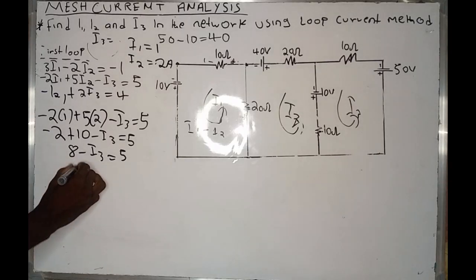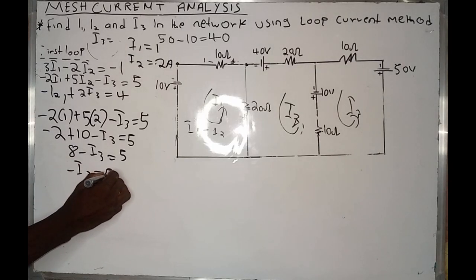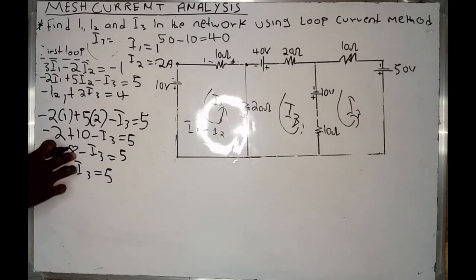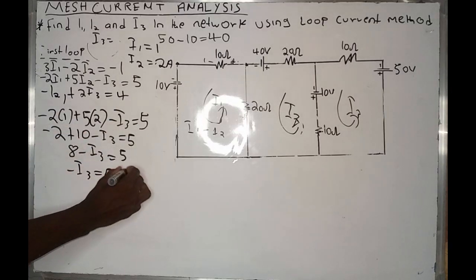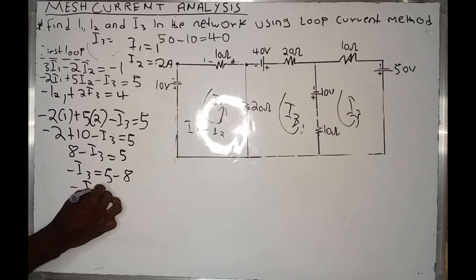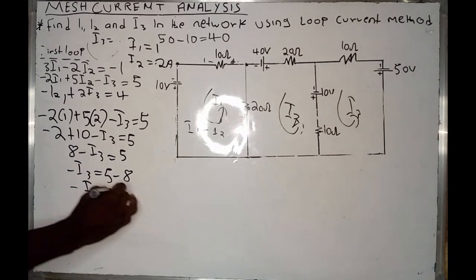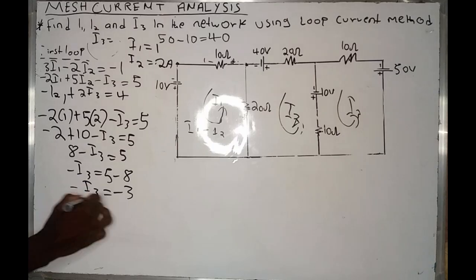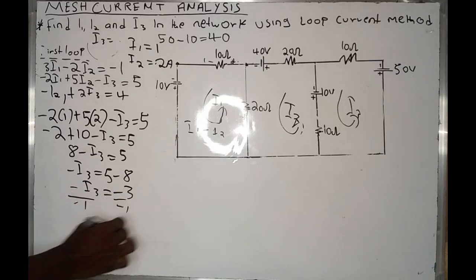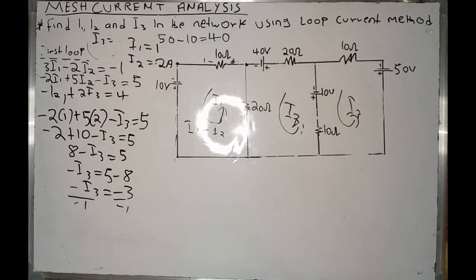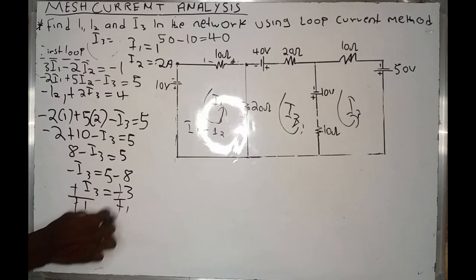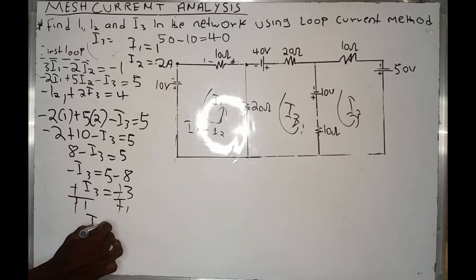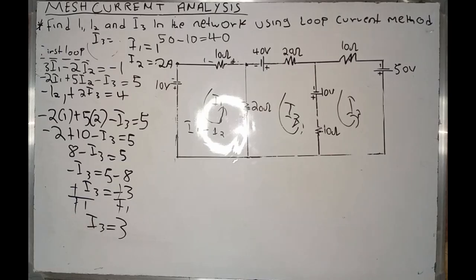So therefore, I have to say minus I3, 5. So if 8 cross the equal sign, it will become negative. So therefore, minus I3, which is equals to minus 3. So I have to divide both sides by minus 1 in order to exclude this negative sign, to remove it. So therefore, I3, it is equals to 3.